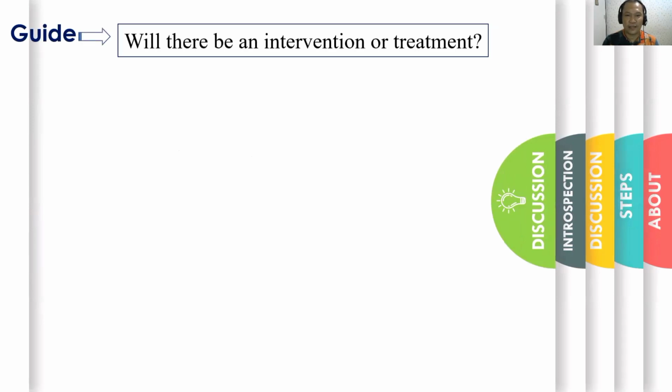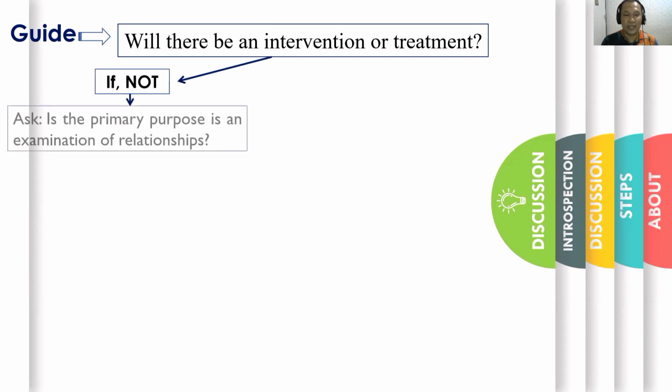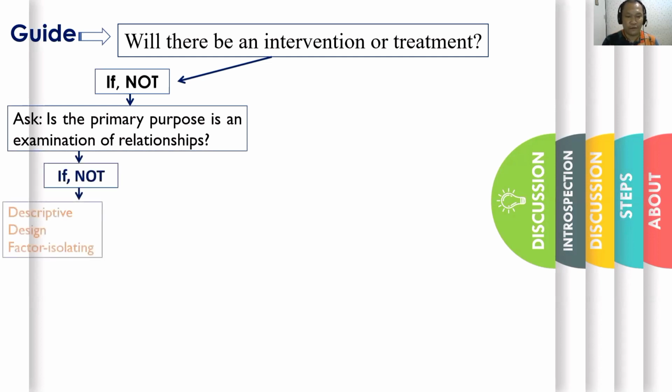Now, the first thing is to answer the question: will there be an intervention or treatment in your quantitative research? I repeat, when you are going to conduct a quantitative research, always ask, will there be an intervention or treatment? If your answer is no, then try to ask this one. Is the primary purpose of your research paper to examine relationship? If your answer is still no, therefore you are dealing with descriptive research design.